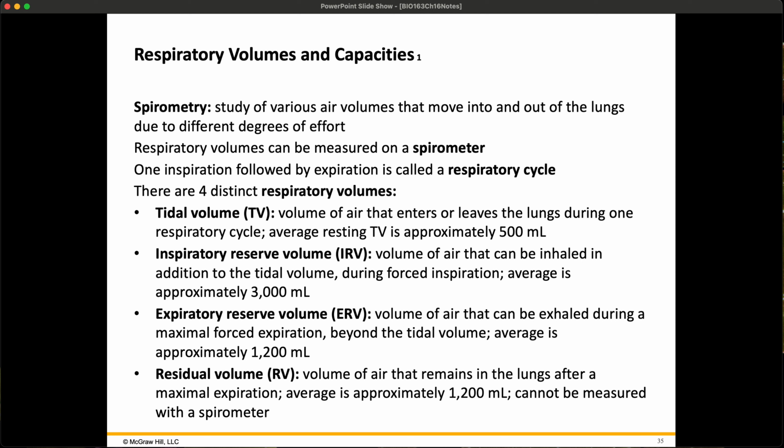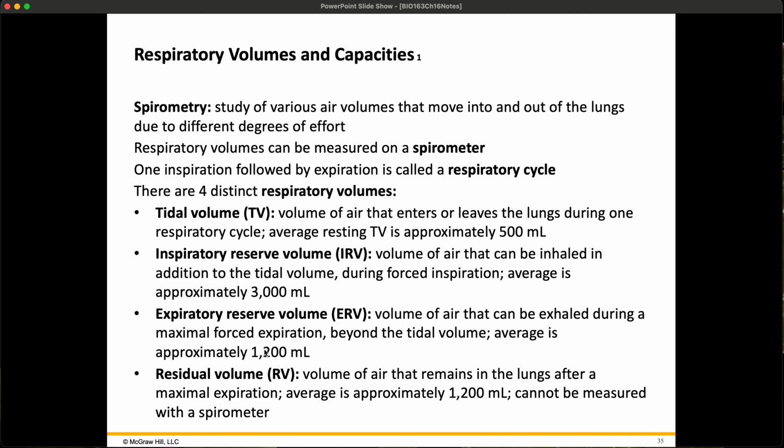Same thing with expiratory reserve. This is how much air you can push out after you've just done your normal breath. So if you just do your normal breath in and out, and then you just keep pushing air out, right? The maximal forced expiration, you end up with about 1.2 liters left.